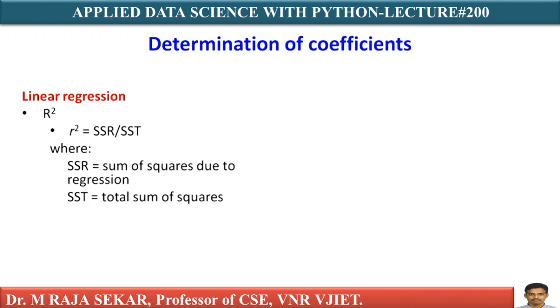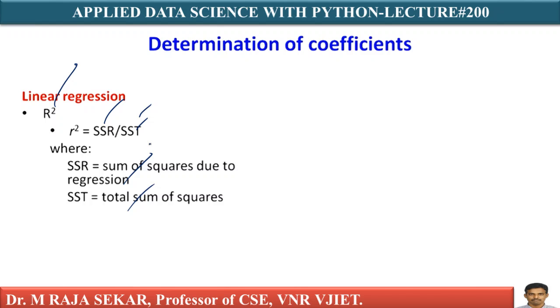In the case of linear regression, you have the R squared value. What is this R squared value? It is known as the coefficient of determination, isn't it? How do I get the coefficient of determination? SSR by SST. What is my SSR? Sum of squares due to regression. What is my SST? Total sum of squares.